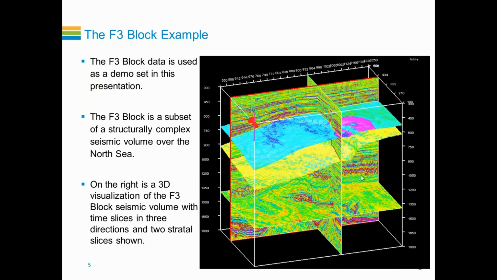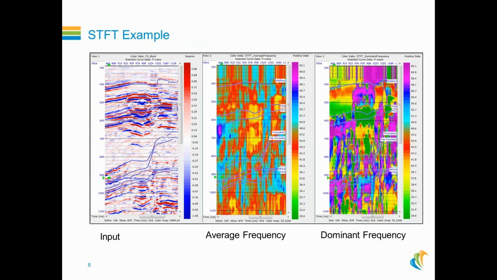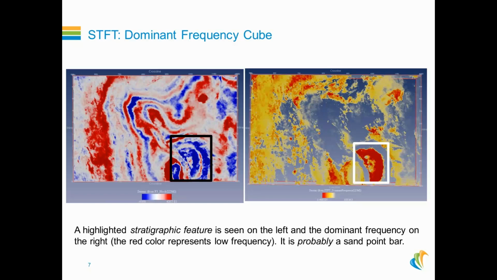So here is the input data set of F3 block data set. This is a structurally complex faulted data set. And we are showing average frequency and dominant frequency spectral decomposition using Fourier transform. Usually when looking at the results of the spectral decomposition, we analyze the map slices, not the seismic sections. So if I look on the map, and this is the map that's been cut between two horizons of interest, I can see this highlighted stratigraphic feature. This is on the seismic data, and this is on the dominant frequency. The dominant frequency highlighted lower frequencies, which is probably a point bar.